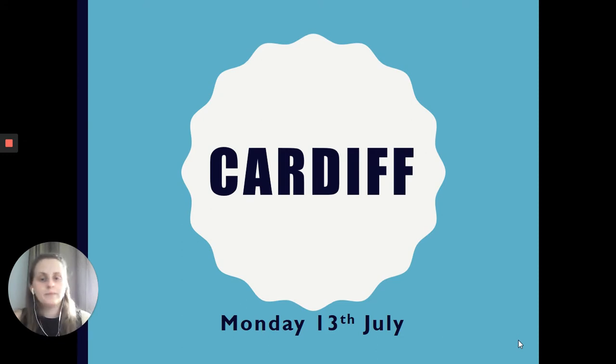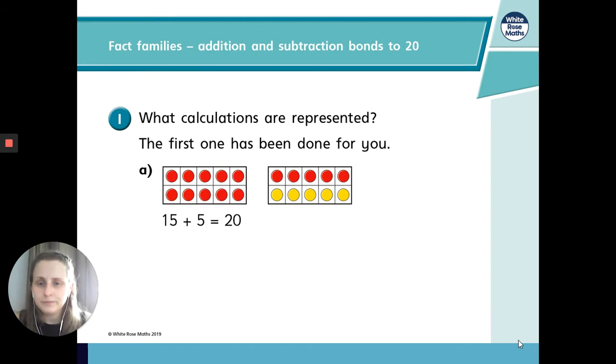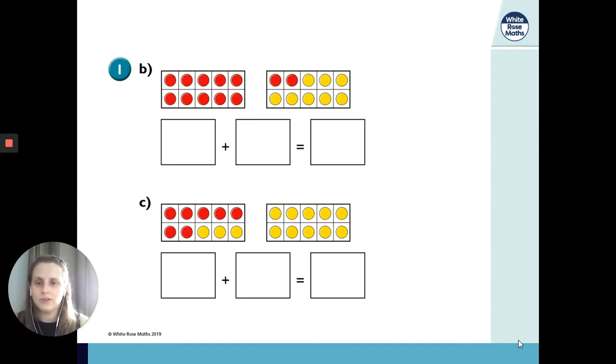Okay, let's get going. So we are looking at fact families today, so some addition and subtraction bonds to 20, keeping it nice and simple today. So for question 1, it says, what calculations are represented? The first one has been done for you. So here's your first one as an example. So for A, you have got 15 red counters, you have got 5 yellow counters, so altogether you've got 15 add 5 equals 20. So now it's your turn.